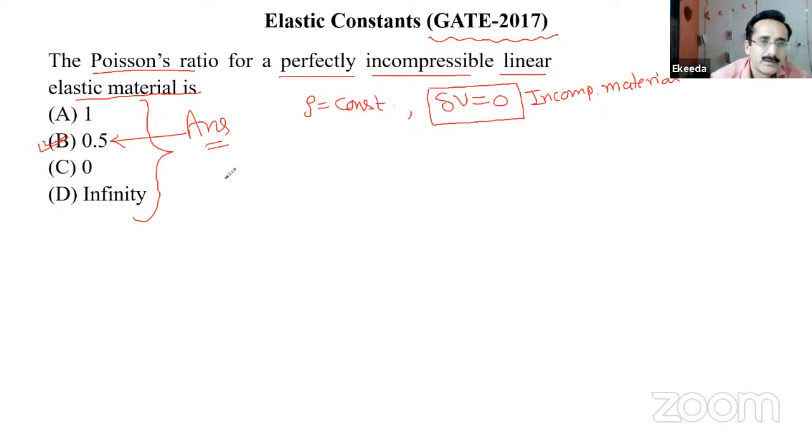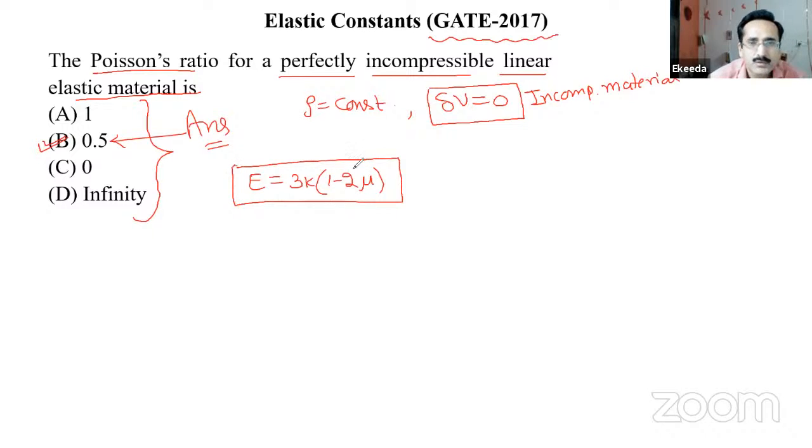Now we can proceed. We know that volumetric strain is given by sigma x plus sigma y plus sigma z by 2, or we can write the formula directly, that E is equal to 3K times (1 minus 2 mu). We know this formula, we can use this formula.